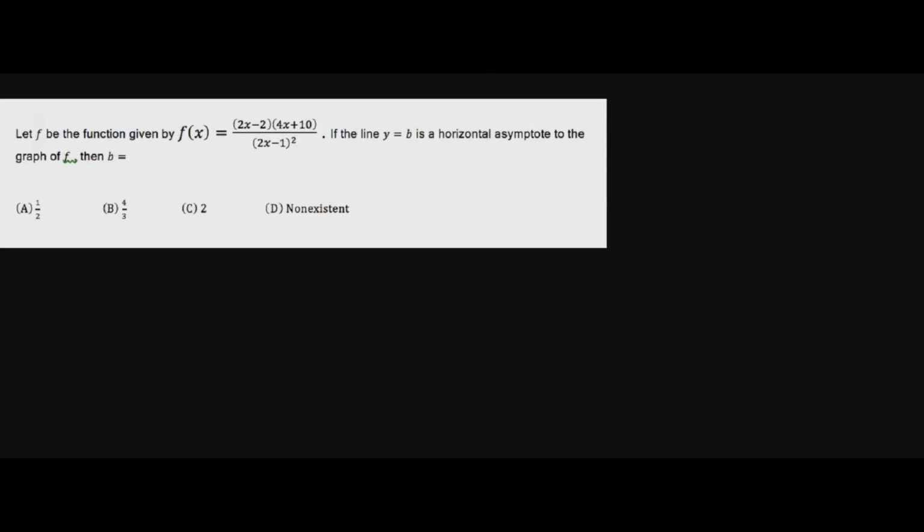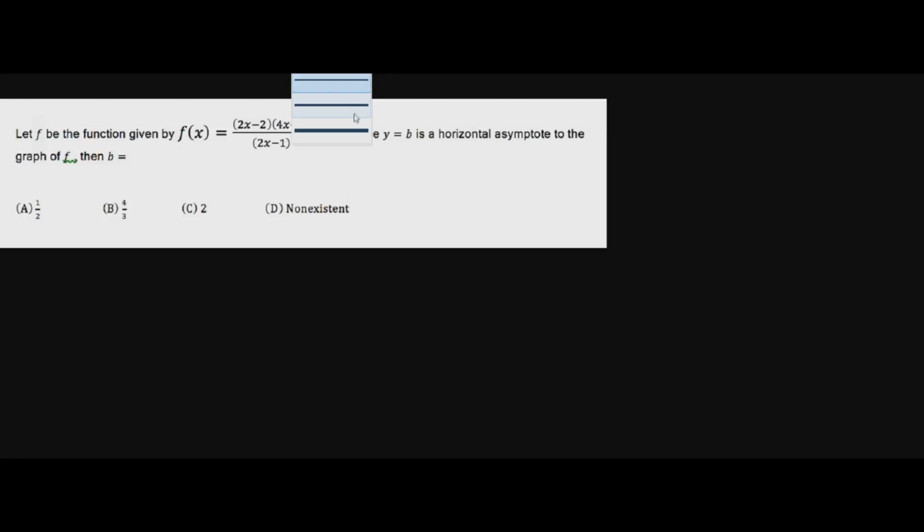All right, let the function f be given by f of x, and we have this function here. If the line y equals b is a horizontal asymptote to the graph, then b is, well, we're just trying to find the horizontal asymptote, right? And we're trying to determine if our function does something, if it goes like this or like that, or maybe it's down here at 0 and it's going to go down like that. We're just trying to figure it out. So in order to do that, we focus on the highest degree numerators and the highest degree denominators.